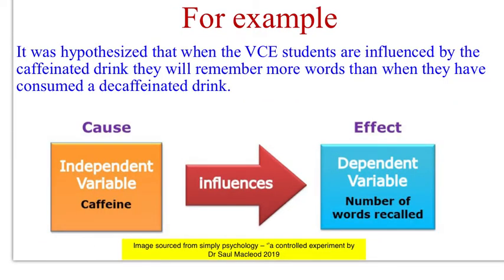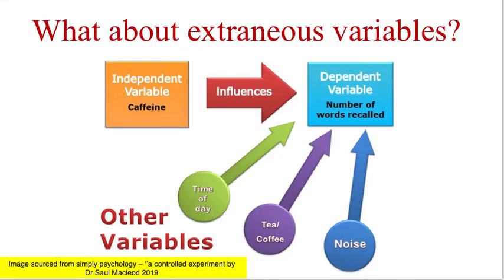So let's look at our hypothesis here. Have we got the four ingredients? Let's start with our IV. Caffeine versus non-caffeine. IV, tick. Have we got a DV? How many words they actually remember. Have we made a prediction? Yes, we're predicting that they'll remember more words when they have caffeine in their system. And have we specified our population? Up the top here we've got VCE students because that's who we're actually testing.